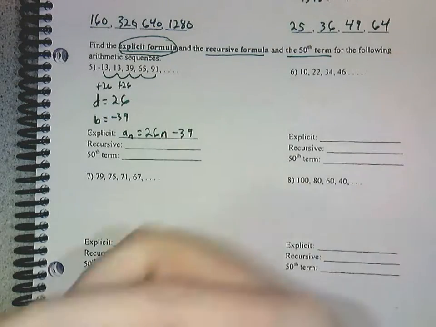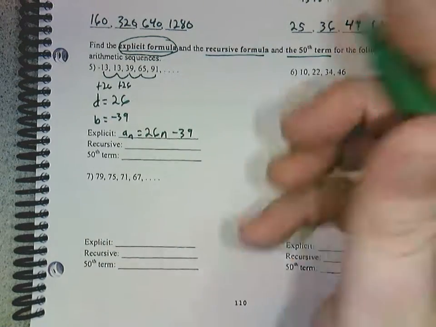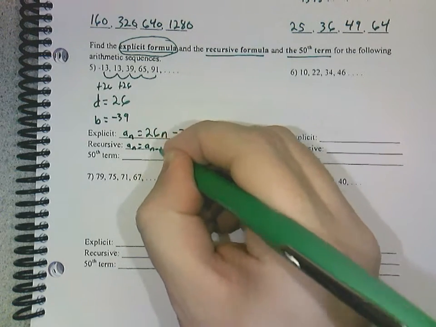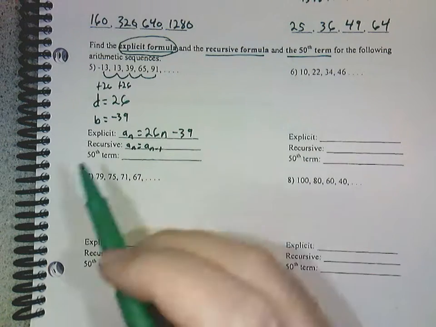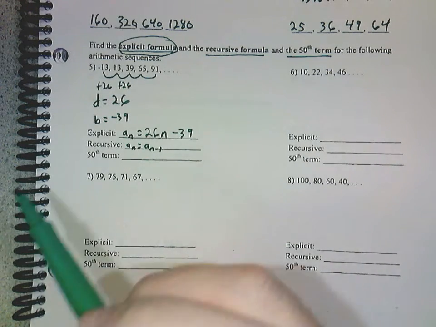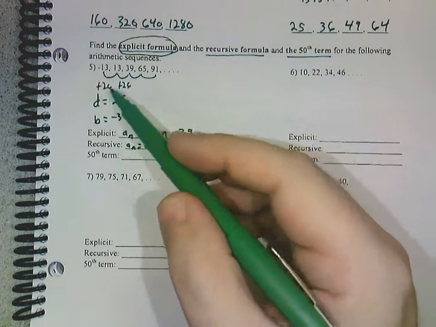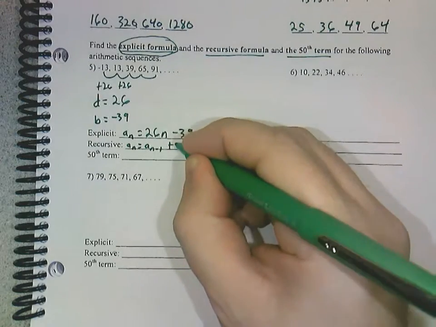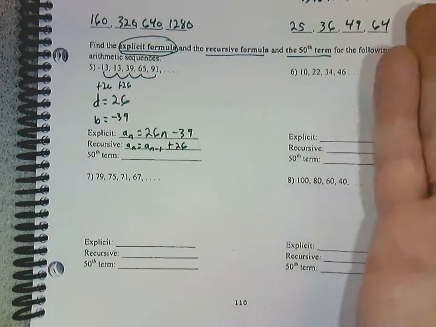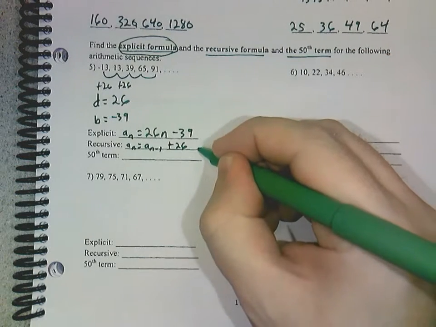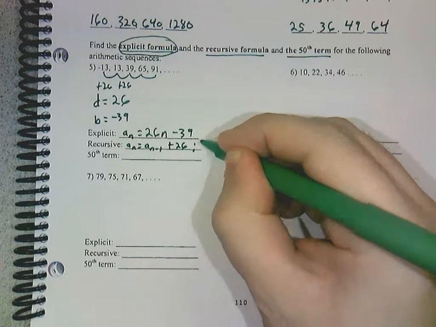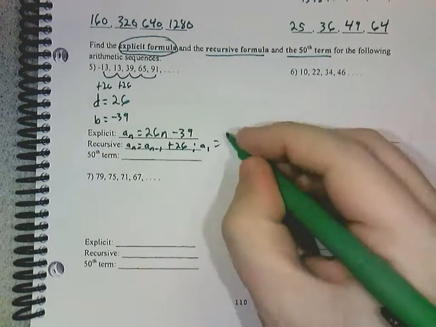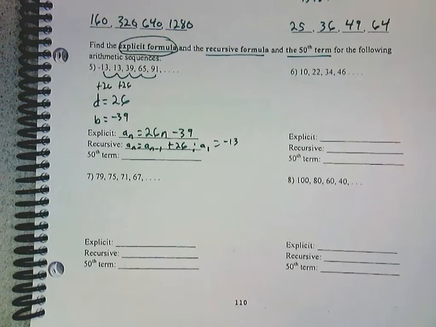Now to set up the recursive formula, it is very, very simple. The beginning part is always the same. It's going to be a sub n is equal to a sub n minus 1. That part's always the same. The other thing that changes is if you are adding or subtracting your common difference. And since we're adding, we're going up by 26, it would be plus 26. Okay, and that's your recursive sequence. Then you need to identify your first term, so I always put like a colon here. And then a sub 1, meaning the first term, is equal to negative 13. And that's your recursive sequence.